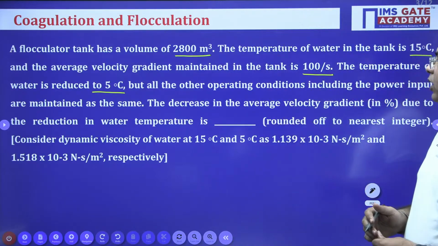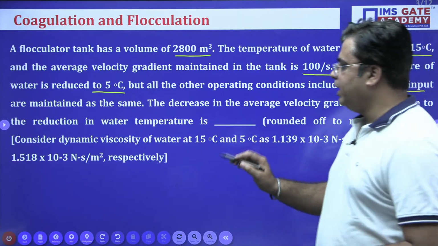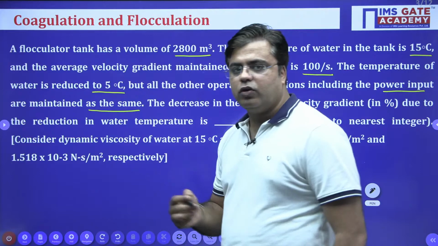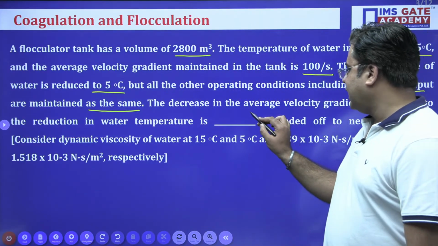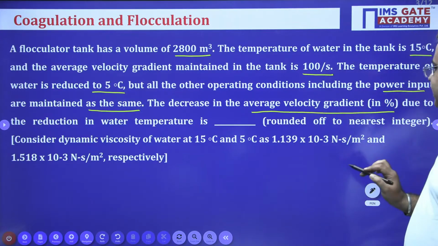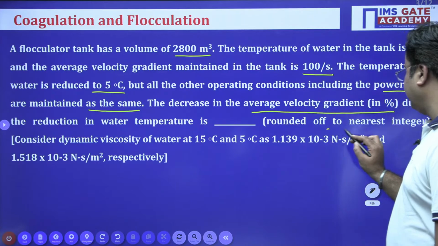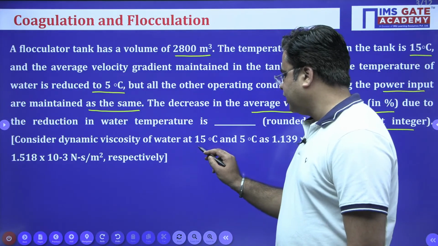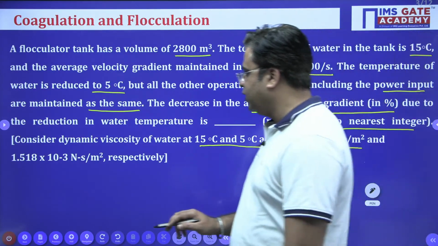But all the other operating conditions, including the power input, are maintained the same. The power that you are using for flocculation is maintained the same. The decrease in average velocity gradient in percentage due to reduction in temperature is to be rounded off to two decimal places. The dynamic viscosity of water at 15 degrees Celsius and 5 degrees Celsius are given to us, so we will write all the data.